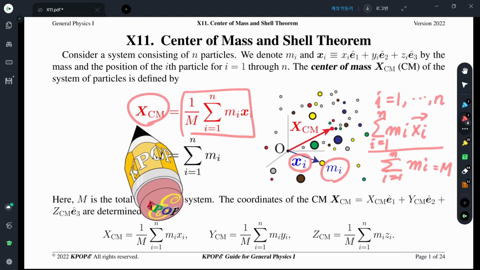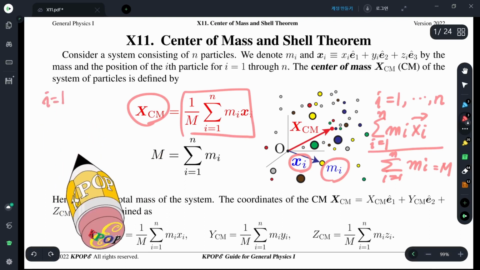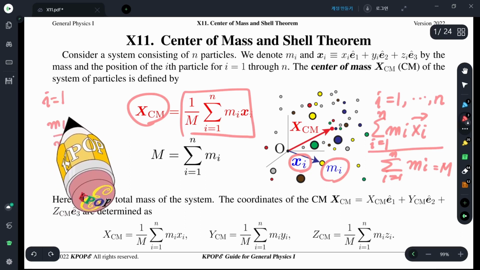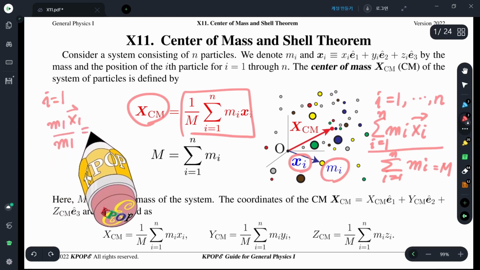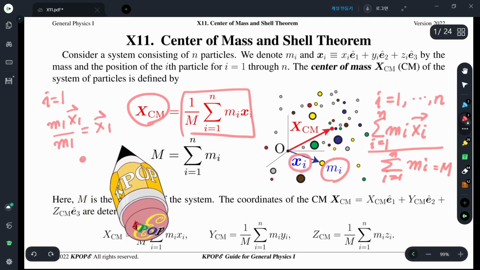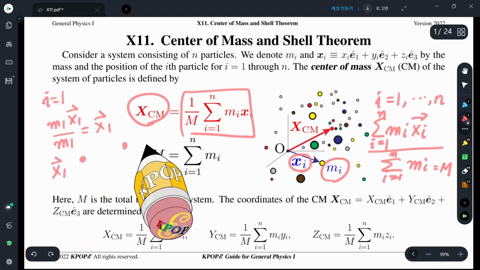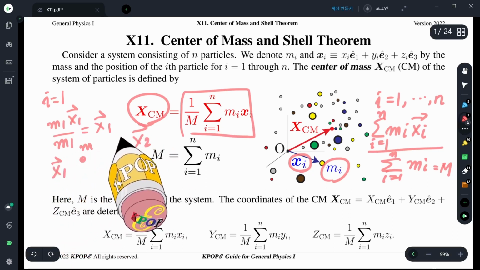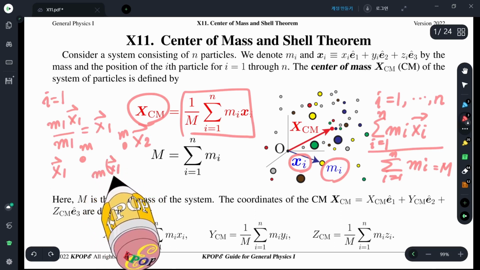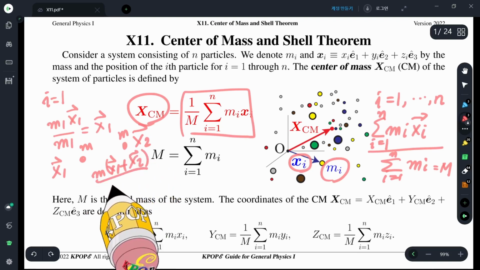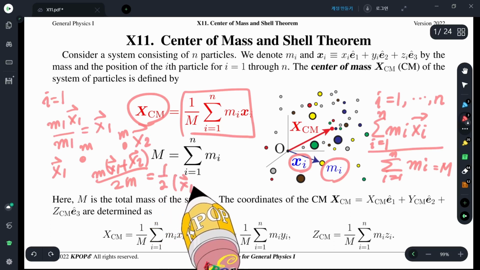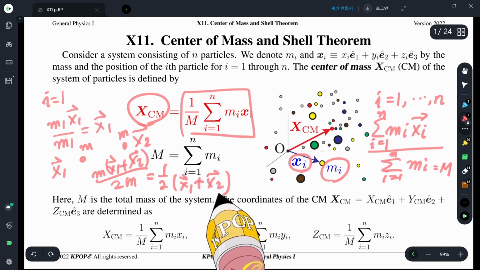If there is only one particle, i equals 1, the center of mass is m1 x1 over m1, so this is the particle's position. If there are two particles, x1 and x2, and their masses are identical, then the center of mass is m x1 plus m x2, divided by 2m. That is just an arithmetic average of the two position vectors.